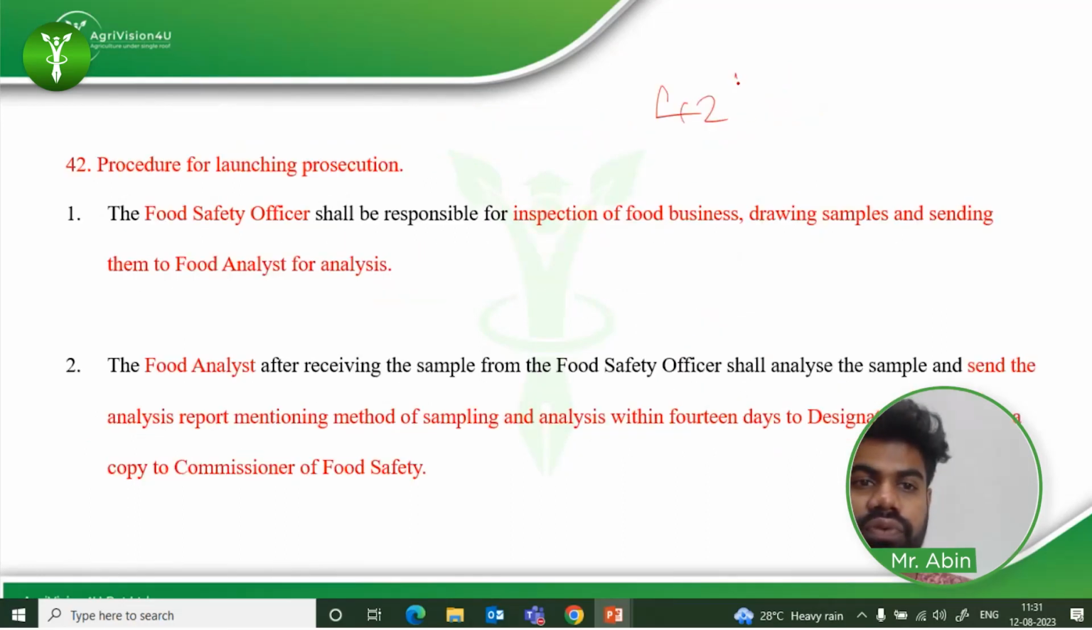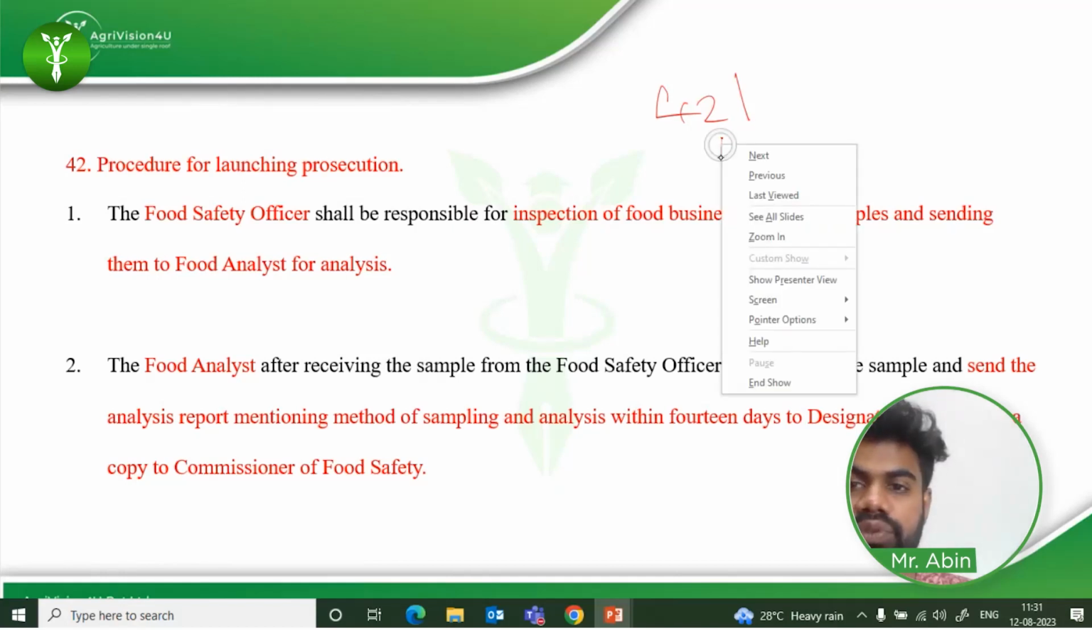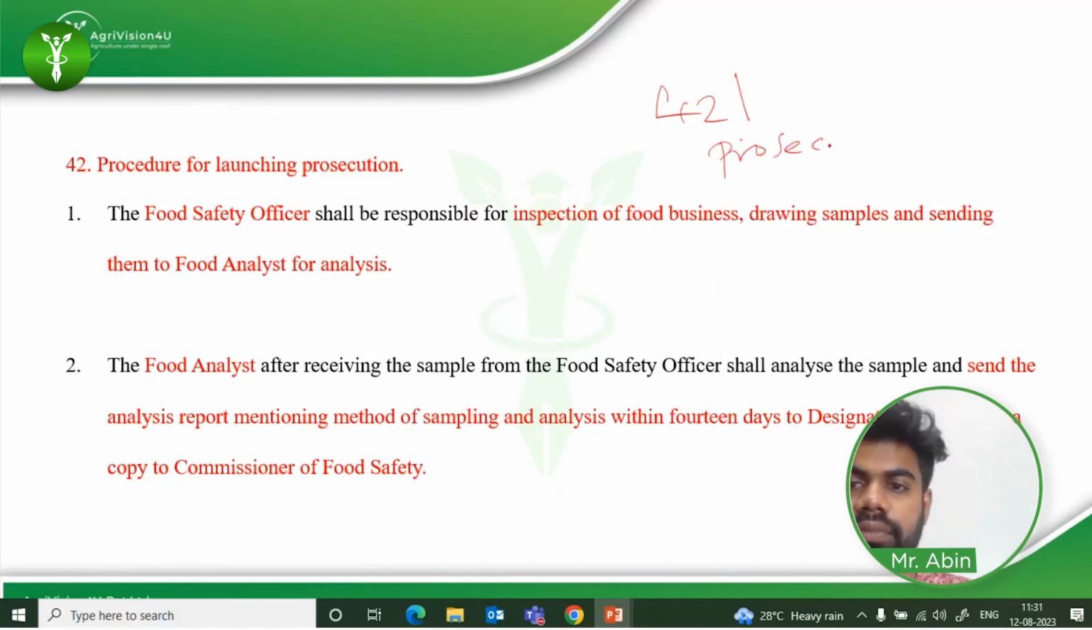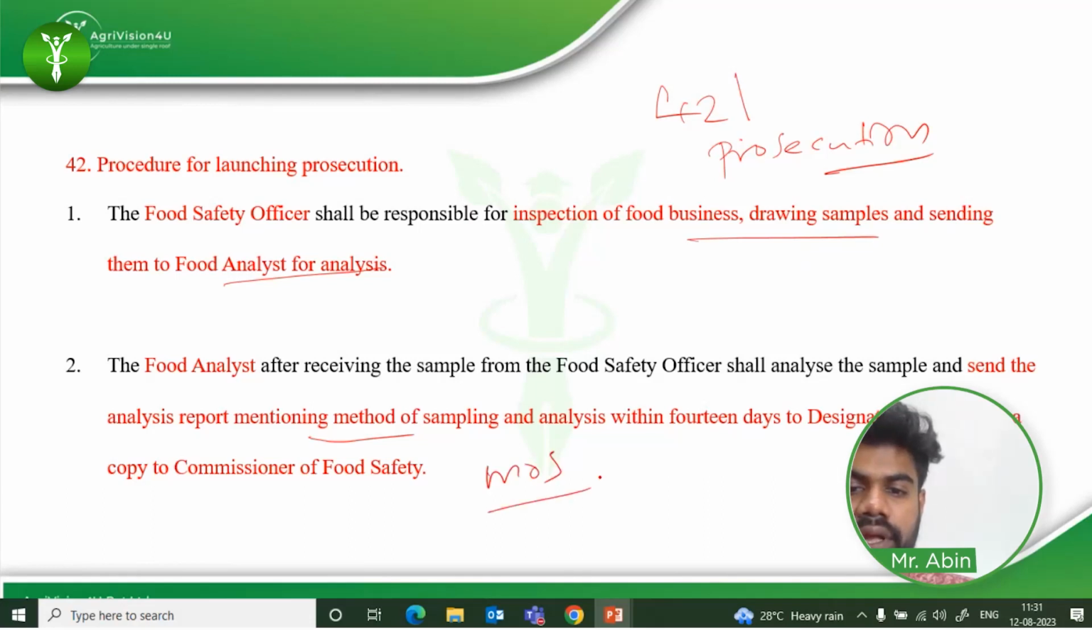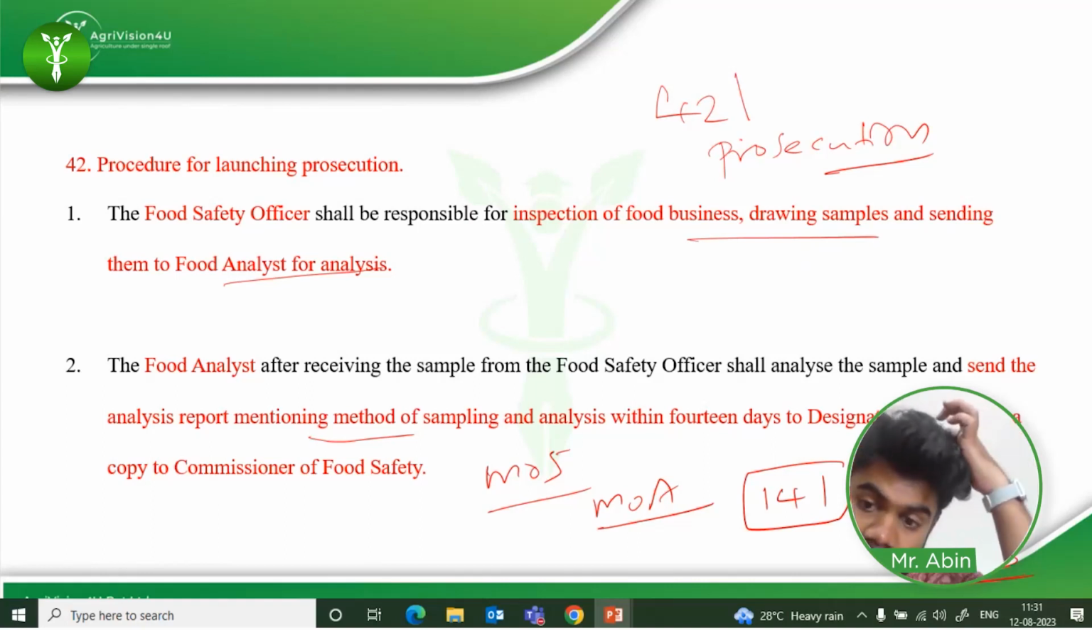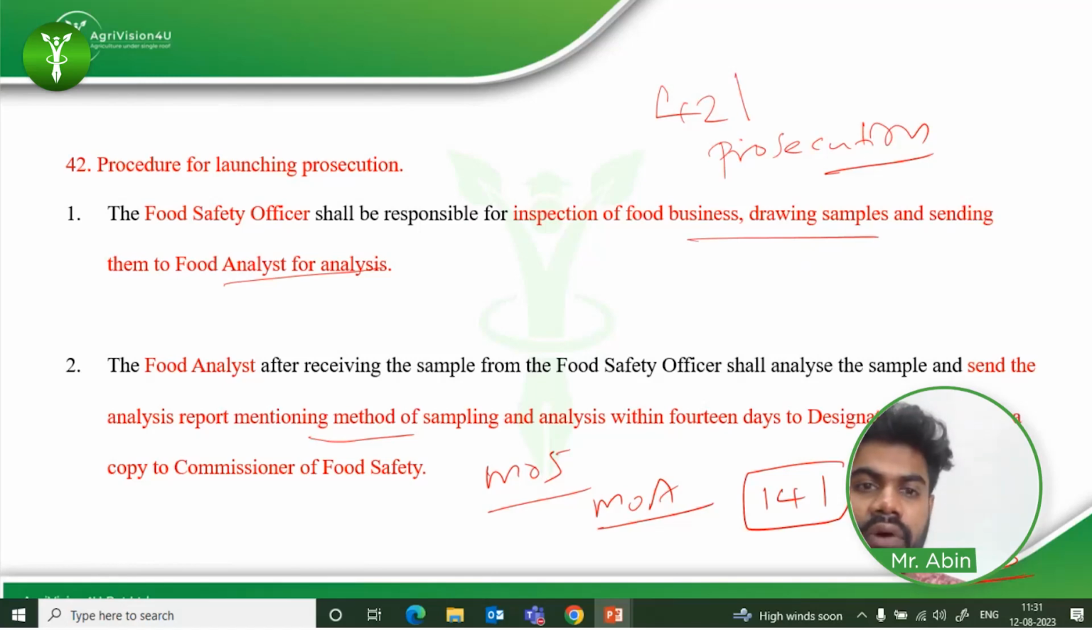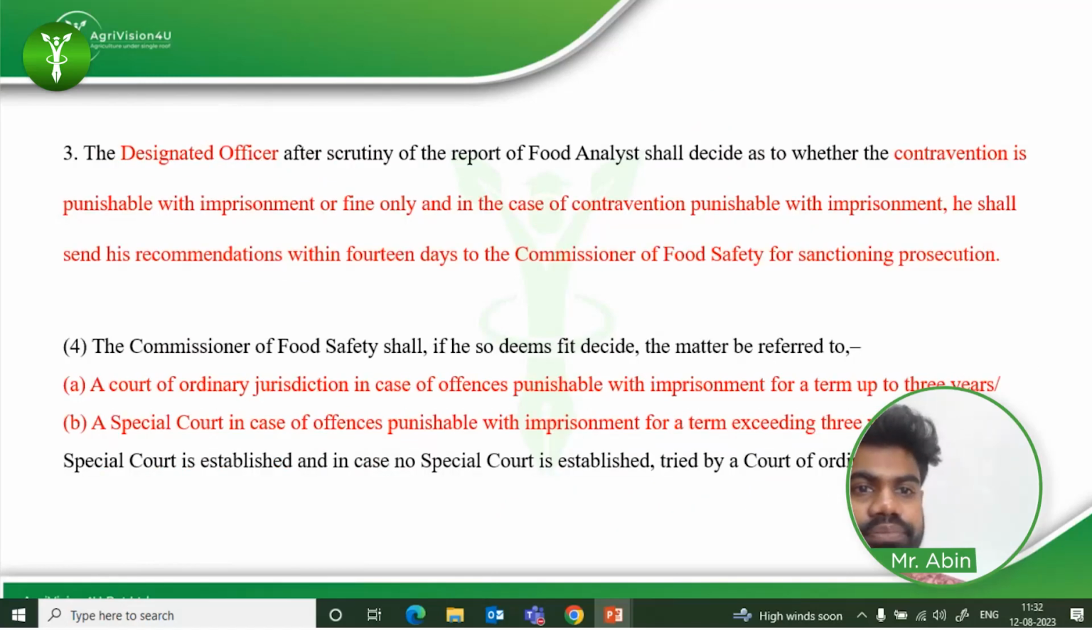Section 42 is the procedure for launching prosecution. The FSO shall be responsible for inspection of the food business, drawing samples and sending them to the food analyst for analysis. The food analyst, after receiving the sample from the FSO, shall analyze the sample and send the analysis report, mentioning the method of sampling and method of analysis, within 14 days to the DO with a copy to the CFS, the Commissioner of Food Safety. We will be seeing this further also, like the procedure and all. I'm just mentioning it here.